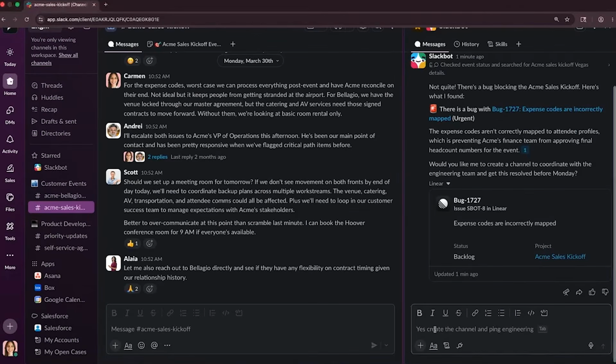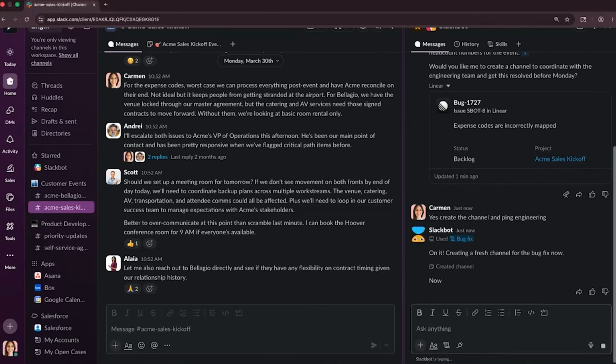But what's great is that Slackbot's going to prompt me immediately and say, do you want me to create a channel? Let's say I'm not necessarily the most technical individual. I'm an account manager here at Engine. I need to be able to connect with those individuals that actually know how to do it. You guys. How do we fix this issue before we actually get on site on Monday?